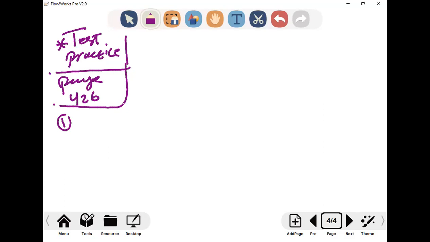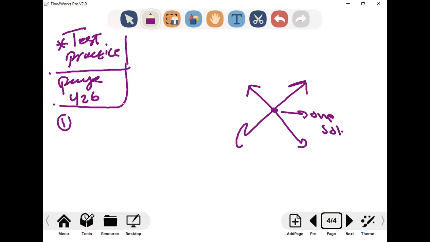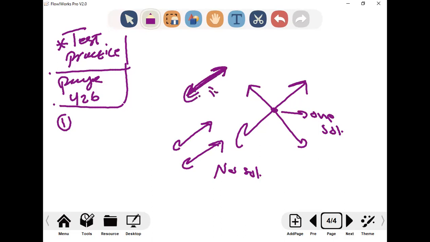Now, if you have two equations, you have two lines. If these two lines intersect at one point, then we have one solution. If these two lines are parallel, then we have no intersections. And if these two lines are over each other, they are the same line, so we have infinitely many solutions. Remember, we have three cases. Now let's see question one.